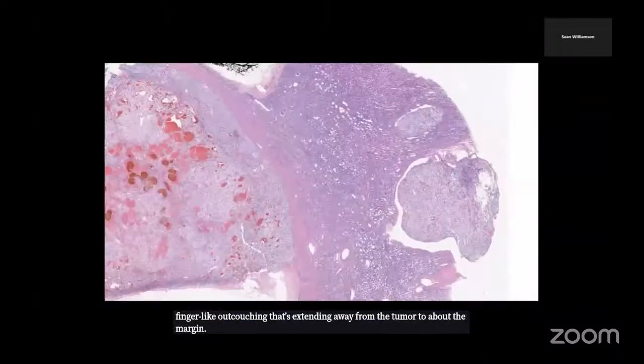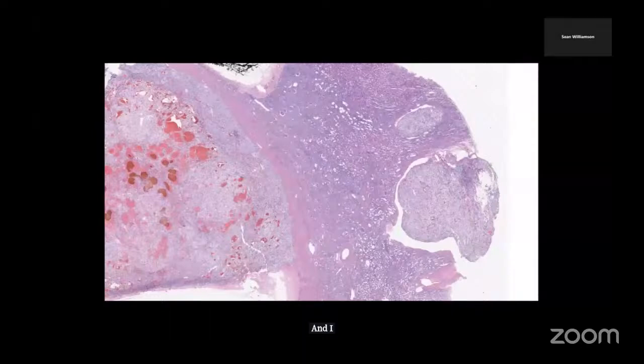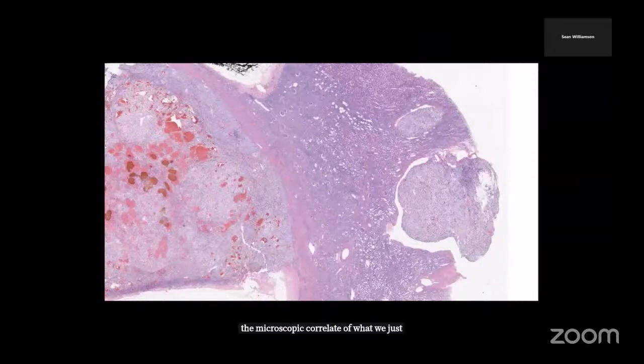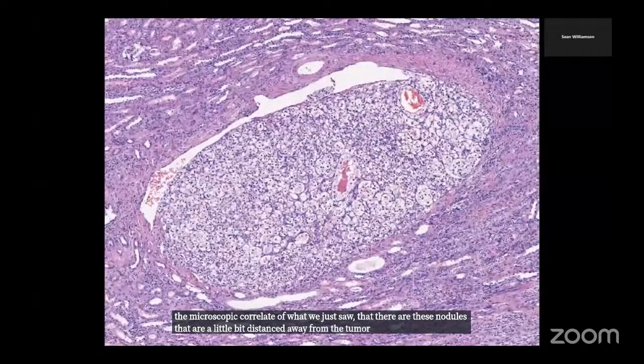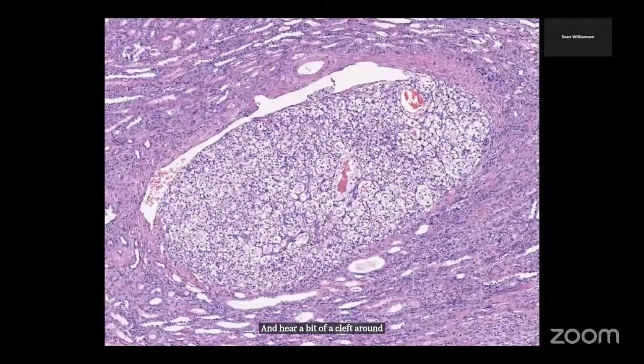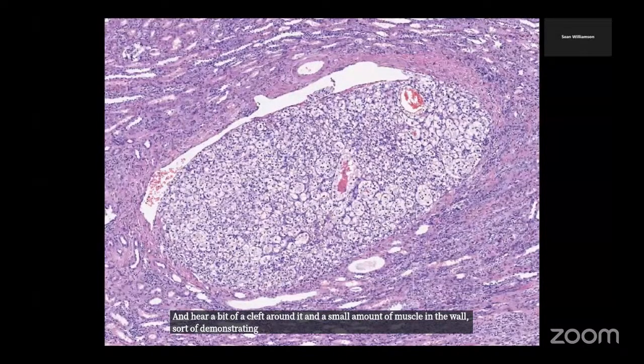And I know we're not really talking about microscopy too much here today, but this is just an illustration of the microscopic correlate of what we just saw, that there are these nodules that are a little bit distanced away from the tumor. And here a bit of a cleft around it and a small amount of muscle in the wall, sort of demonstrating that this is a small vein branch, even though it would be subtle.